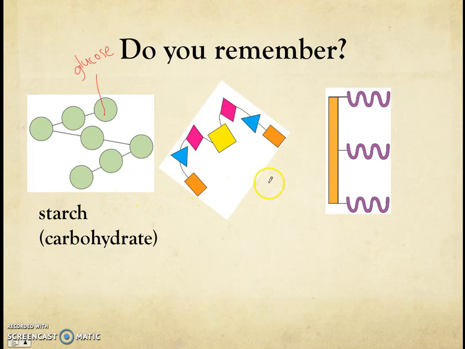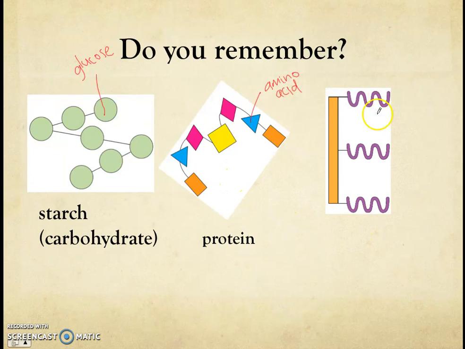Now hopefully you also remembered what this model represents, that it represents a protein, and that each of these shapes here represents an amino acid. And remember that there were 20 different types of amino acids, and when you join different amino acids together, you can form a great variety of protein.